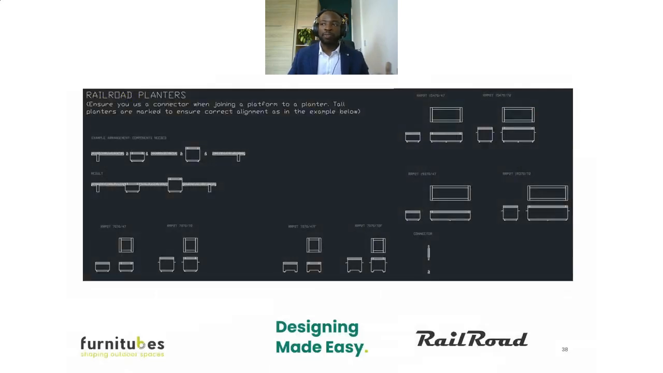Planters can also be bolted onto the arrangements. They're different lengths for planters, and some of them could be standard, while others are standard and forkliftable planters as well, which are available if they're needed for the site.